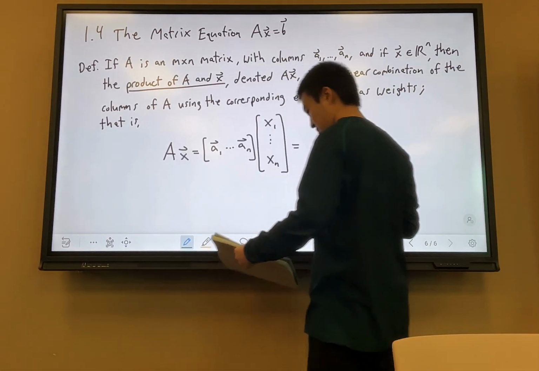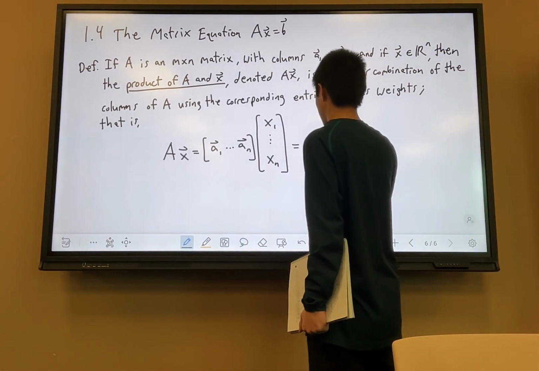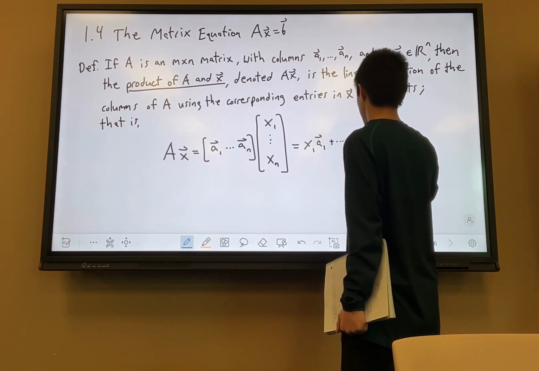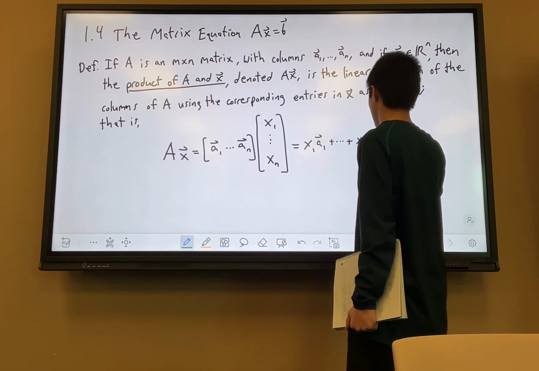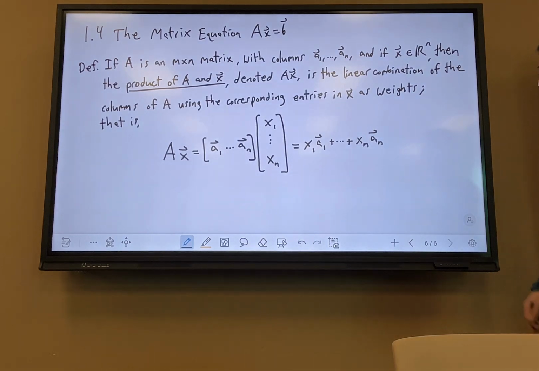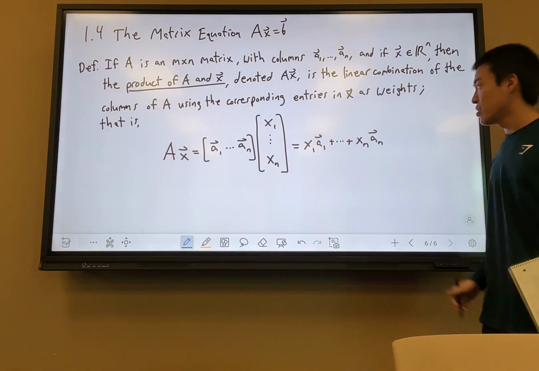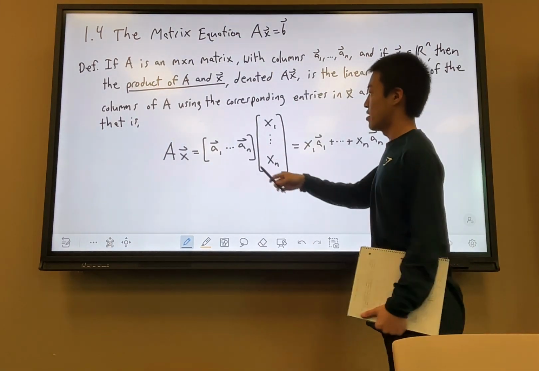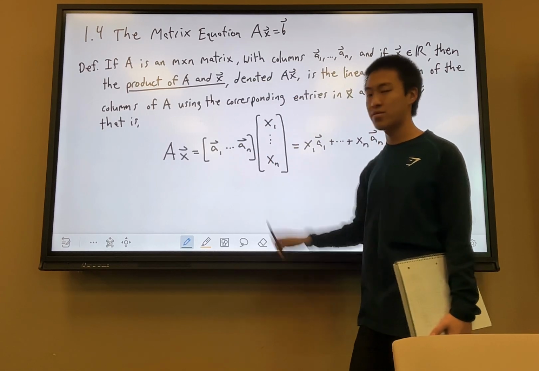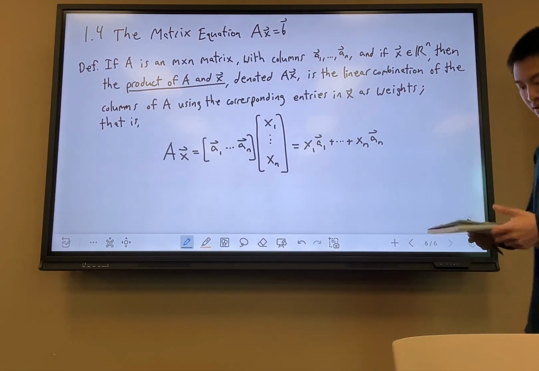This is a very, very familiar equation if you've been paying attention. x1 a1, plus so on and so forth, xn an. Vector equation. Matrix equation spits out something that's basically close to a vector equation. This is the linear combination. You're associating your columns with each entry of the vector. Okay. So this is important.